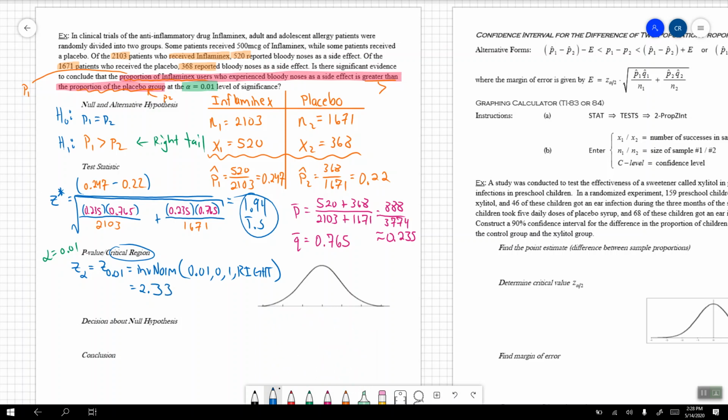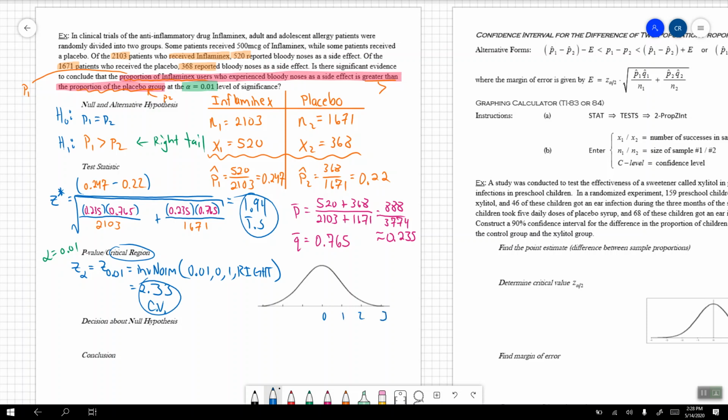There we go, so 2.33. Now, this is our critical value. All right, so we have these 2 items. We have a critical value and we have a test statistic. What we want to do first is we always want to go with the critical value. All right, so let's start going with that critical value.